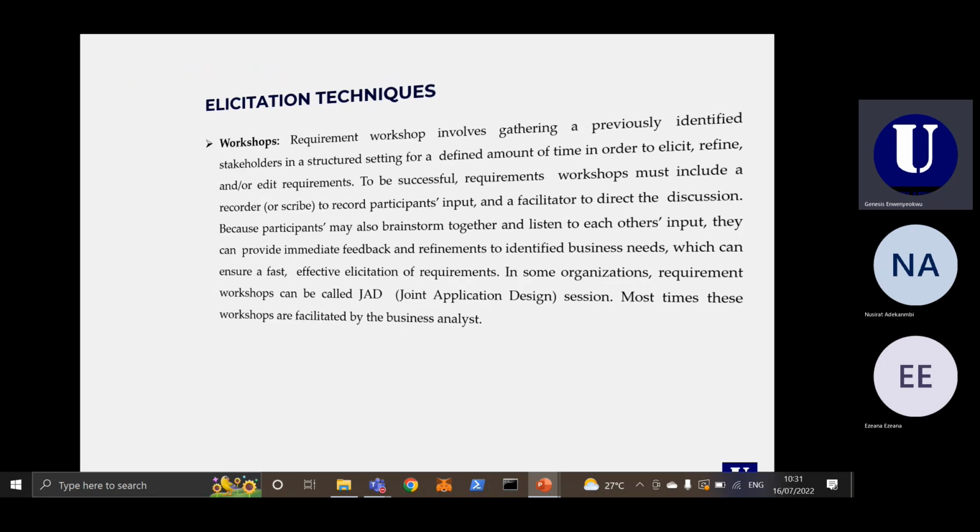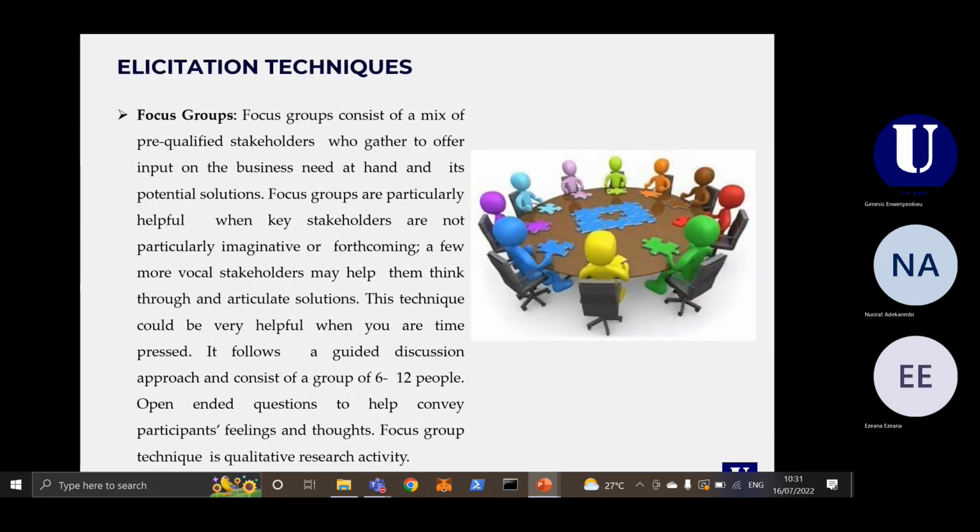Now, the next technique we'll be looking at is focus group, right? The difference between focus group and workshop, because in focus group, you're also gathering a group of persons, just as you're gathering a group of persons in workshop. The difference is that for workshop, you are focused on internal stakeholders. That's what you are largely focused on, internal stakeholders. But for focus group, you are focused on external stakeholders. And for focus group, they are pre-qualified stakeholders.